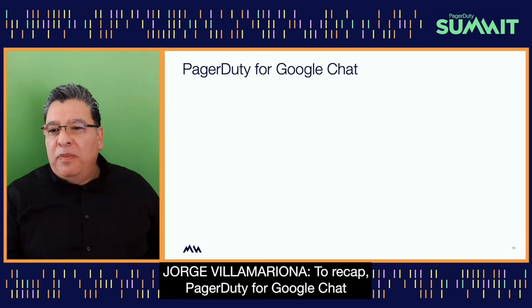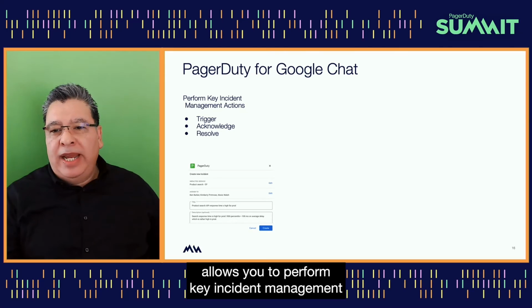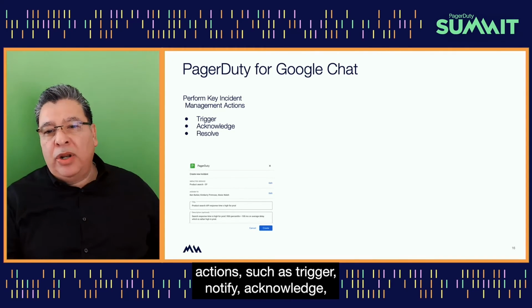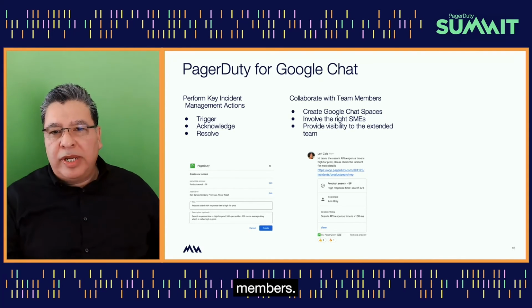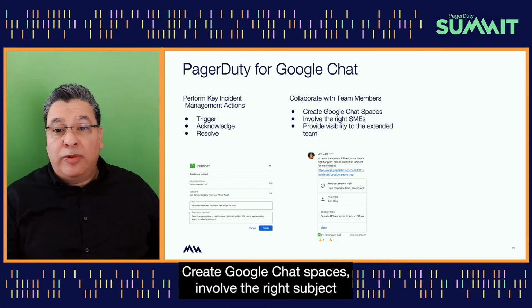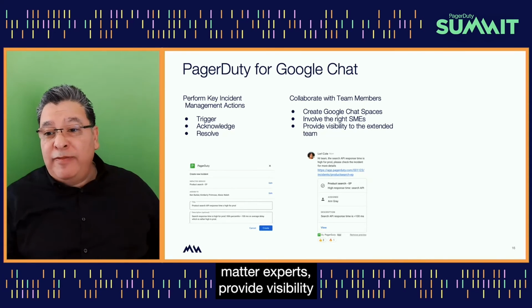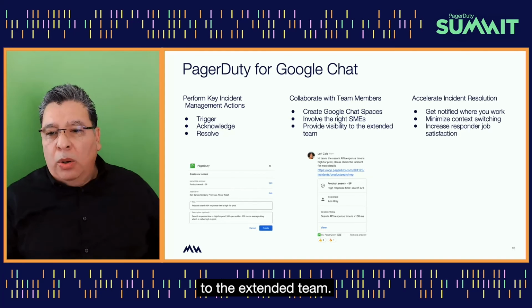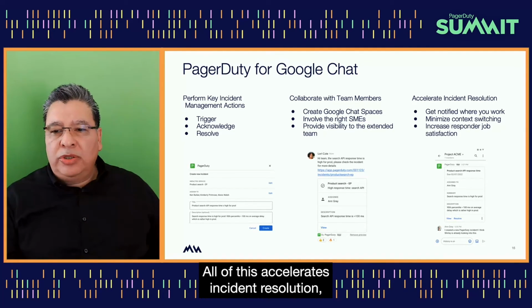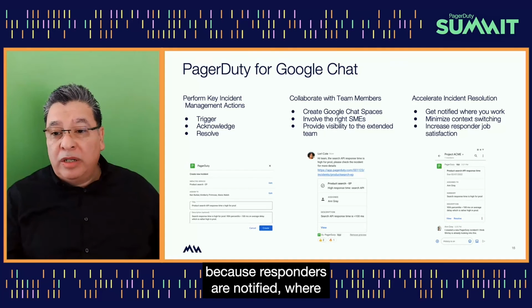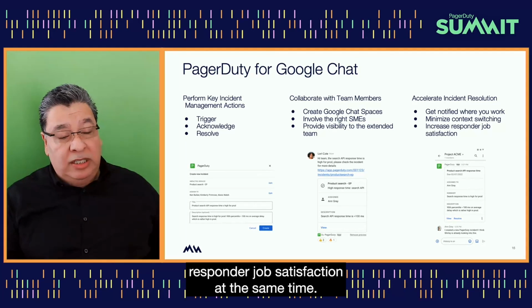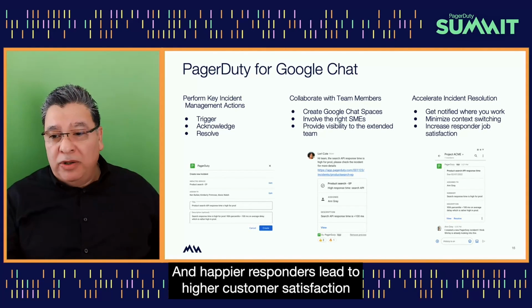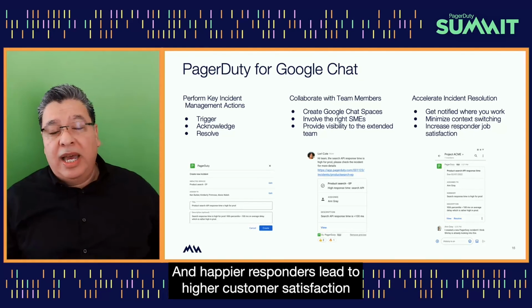To recap, PagerDuty for Google Chat allows you to perform key incident management actions, such as trigger, notify, acknowledge, and resolve. It also allows you to collaborate with different team members, create Google Chat spaces, involve the right subject matter experts, and provide visibility to the extended team. All of this accelerates incident resolution because responders are notified where they work, minimizing context switching, increasing responder job satisfaction at the same time, and happier responders lead to higher customer satisfaction and better outcomes.